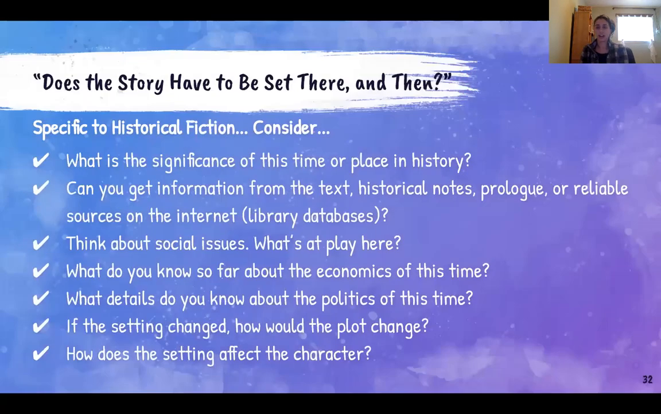Thinking about the author's craft and the details they used, let's also think through the big picture of this setting. What's the significance in this time and place in history? Okay, this is set in Virginia. He chooses to become a Union soldier, though Virginia sided with the South, and go against his family.